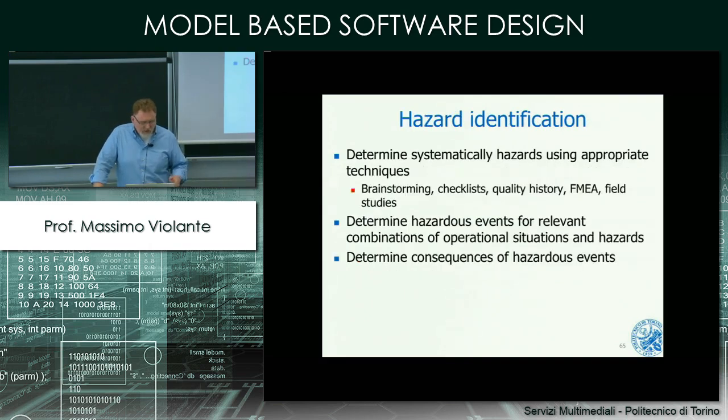Then we have to do hazard identification. Once we know which are the elements of the item, we can understand which is the implication of a fault in each element of this item, and through deduction, brainstorming, FMEA analysis, we can guess which is the event, the hazardous event associated with the fault.